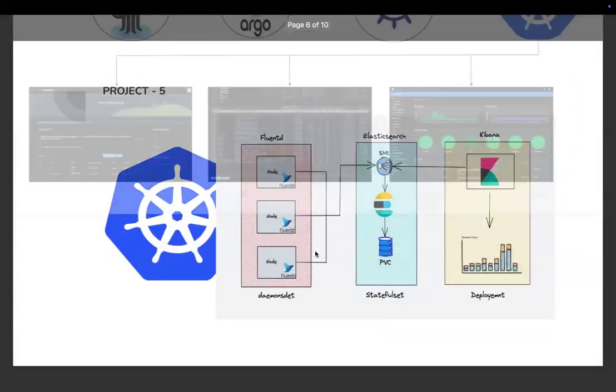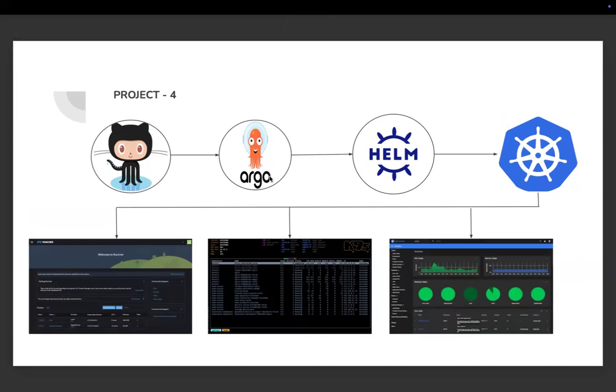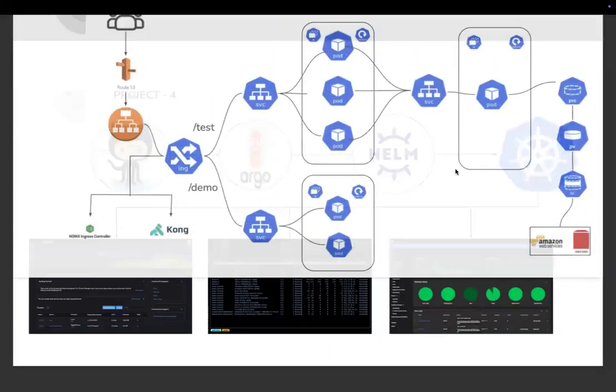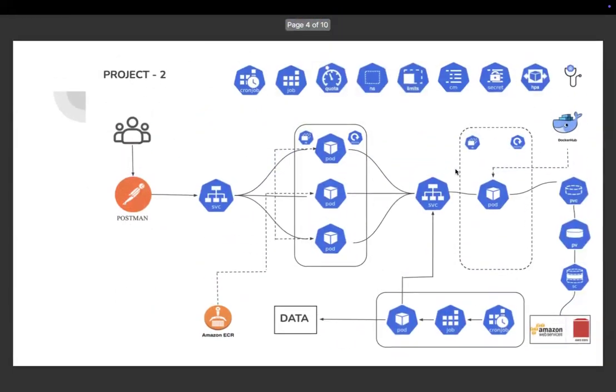We are going to use many tools. For example, Argo CD and Helm are tools. We are going to use a tool called Postman, and we are going to use kubectl, kubens, and eksctl. All these tools we are going to use as part of this course, because that's how we deal with it. These are the different projects that we are going to see as part of this course.